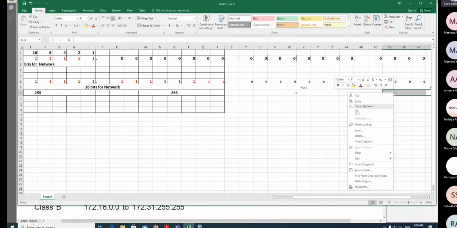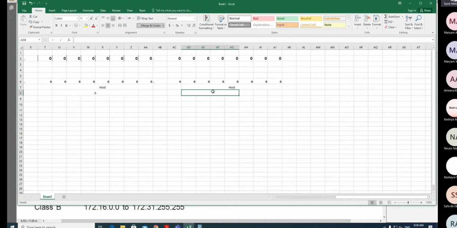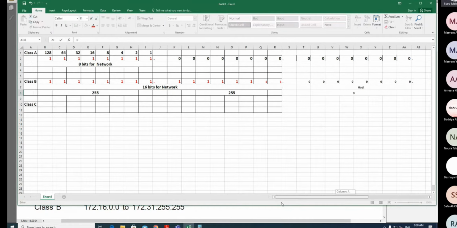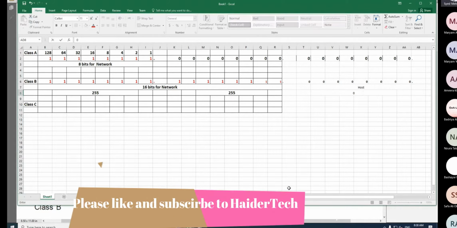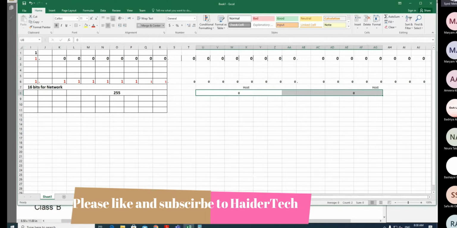One minute, let me write. So this is also 0. So what will be the default subnet mask here for class B? What is the default subnet mask then? 255.255.0.0. Yes, you can see this is 0.0. So good, it means you can understand this one.